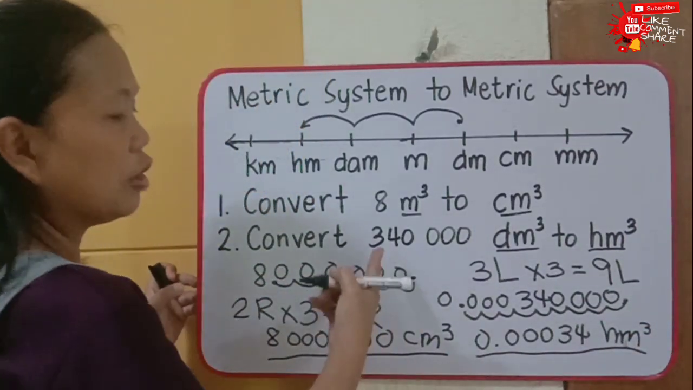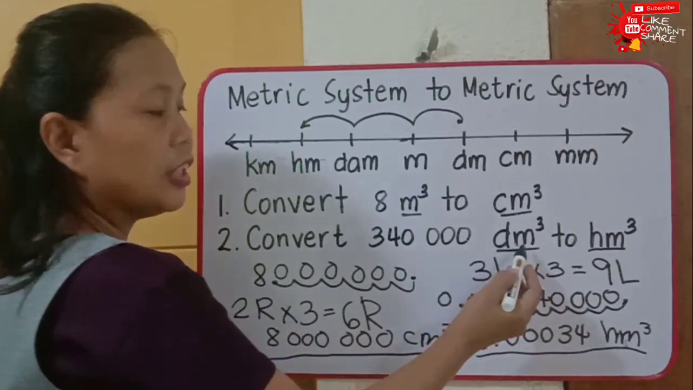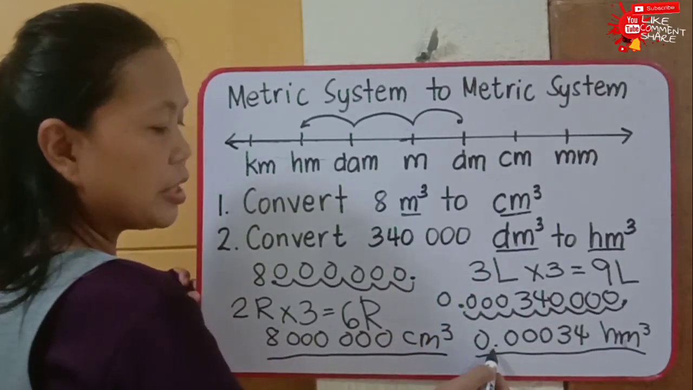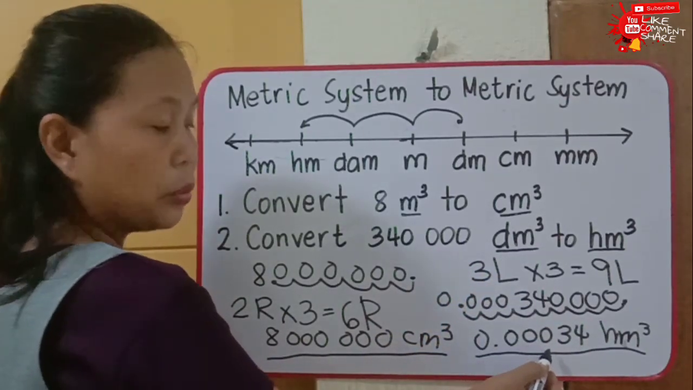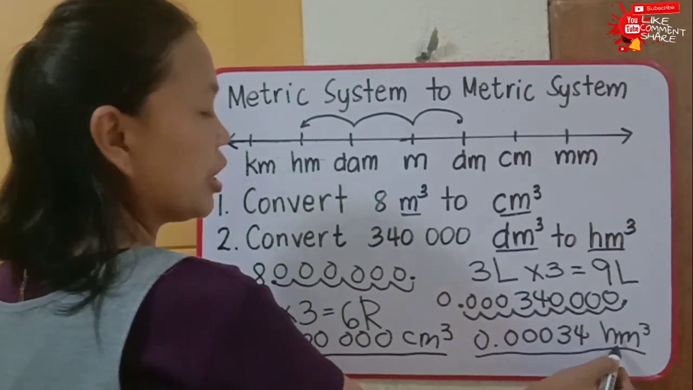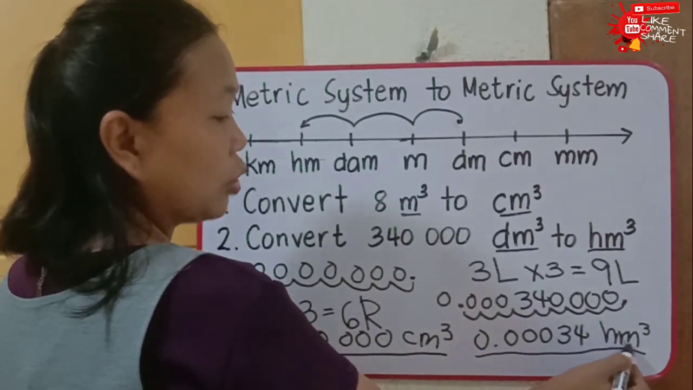So the conversion of 340,000 cubic decimeter is equal to 0.00034 cubic hectometer.